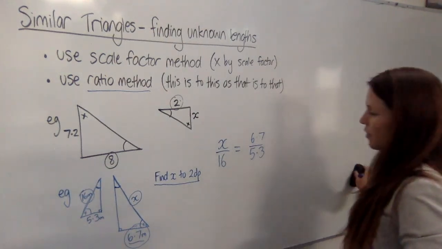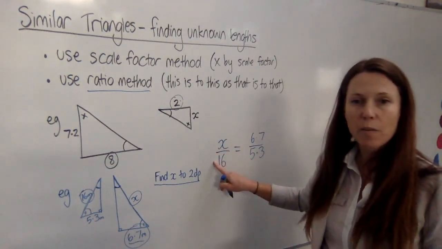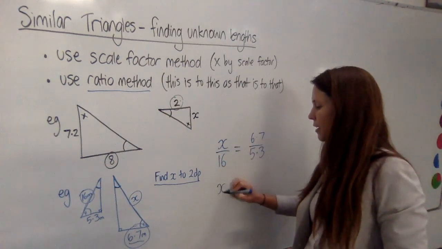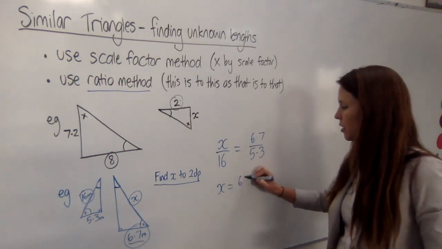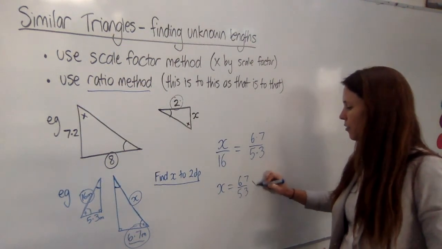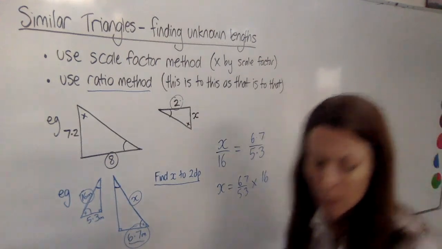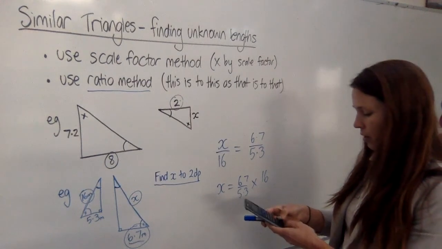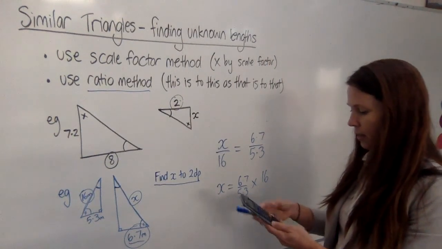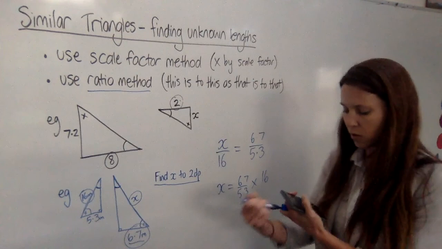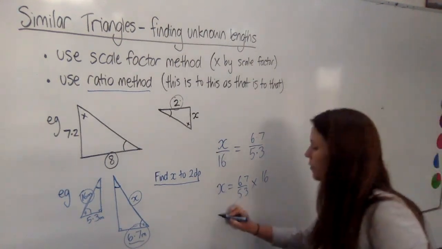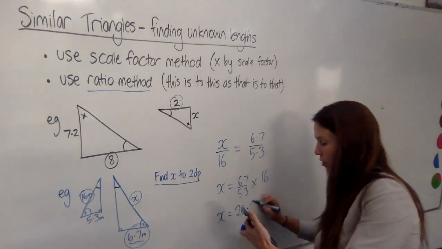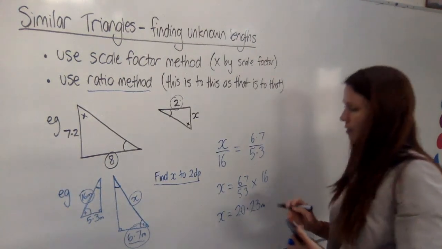All right, solving this now for x, I've got x divided by 16, so I want to multiply both sides of my equation by 16. That'll give me just x over here, but over here I'll have 6.7 over 5.3, and I have to multiply that whole thing by 16. Now, when you take out your calculator to do that, what you're going to find is that the answer is 20.2264159. It keeps on going. Now, they've asked for 2 decimal places, so I'm going to round it off to 20.23, and this is in metres.